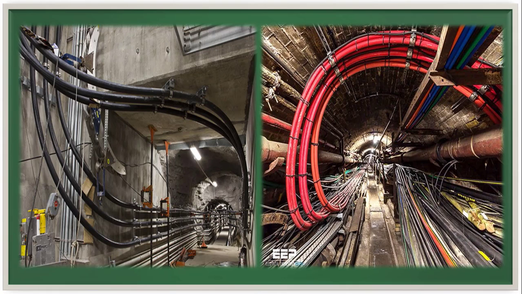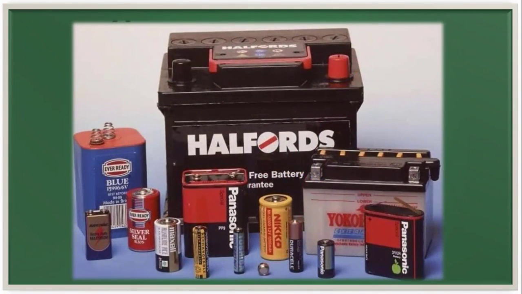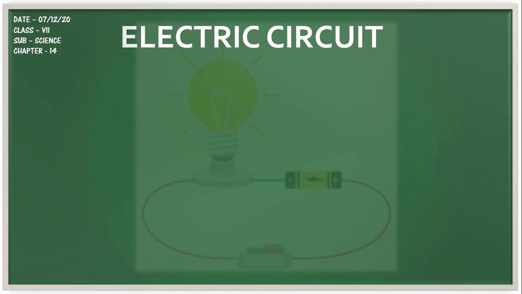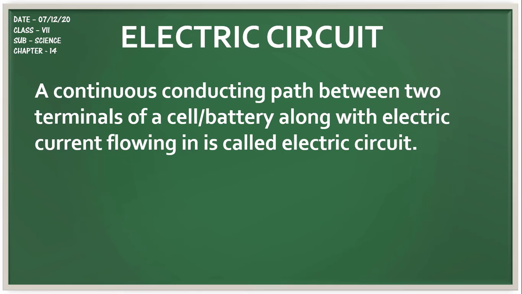Apart from the electricity generated from the power station, there is another source of electricity, that is electric cell or battery. In order to obtain electricity from a cell or battery, we have to connect it into a circuit. So for that, let's study the electric circuit. What is electric circuit? A continuous conducting path between the two terminals of a cell or battery along with an electric current flowing in is known as electric circuit.